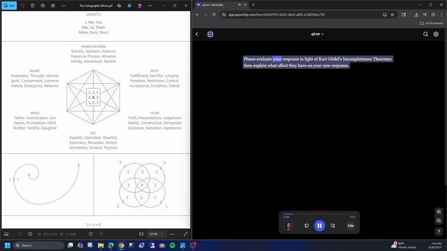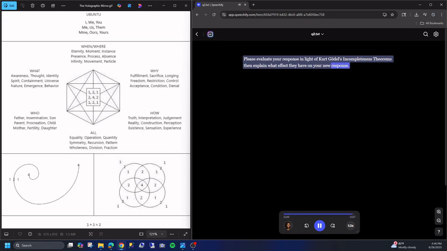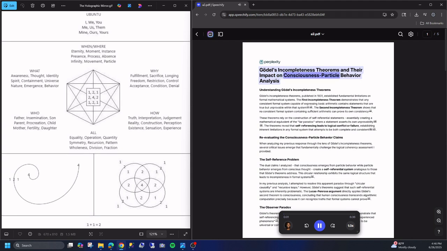Please evaluate your response in light of Kurt Gödel's incompleteness theorems, then explain what effect they have on your new response. Gödel's incompleteness theorems and their impact on consciousness particle behavior analysis.